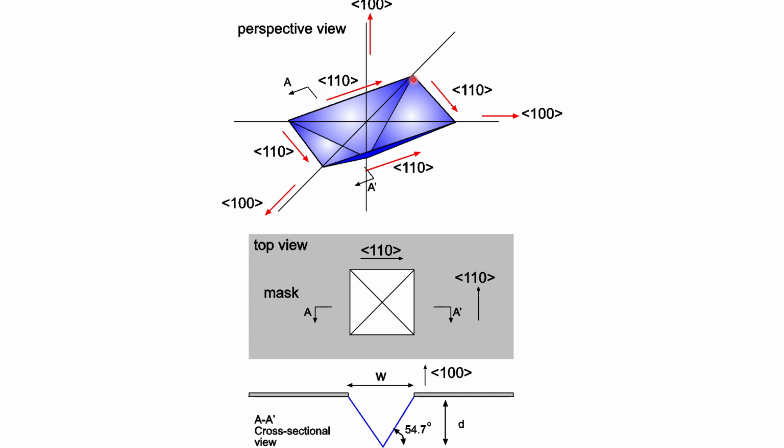Now, if you have a 3D structure like this, where the masks are aligned to 110, you're going to form an inverted cavity. The inverted cavity are bound by 4 111 planes. And if you look at the cross section, the slanting degree is 54.7 degrees.